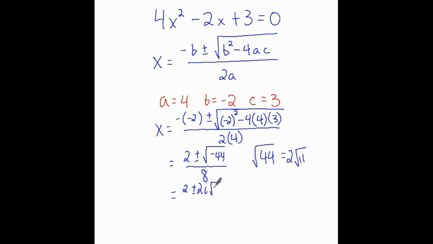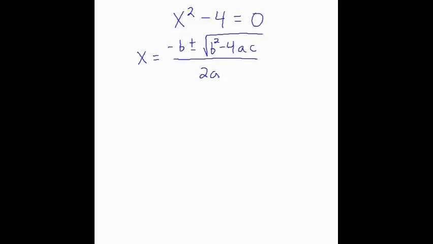So 2√11 over 8, and then simplifying, that becomes 4, that becomes 1, that becomes 1. Our final answer is 1 plus or minus i root 11 over 4, and we're done.